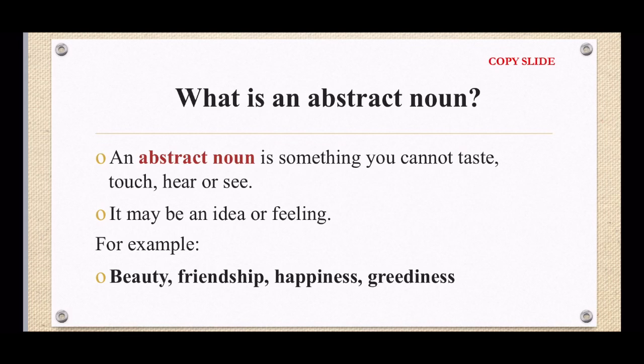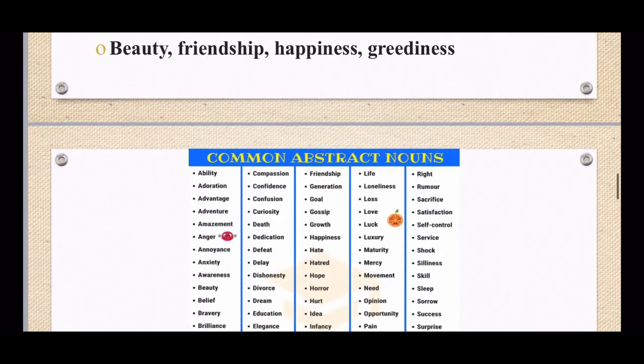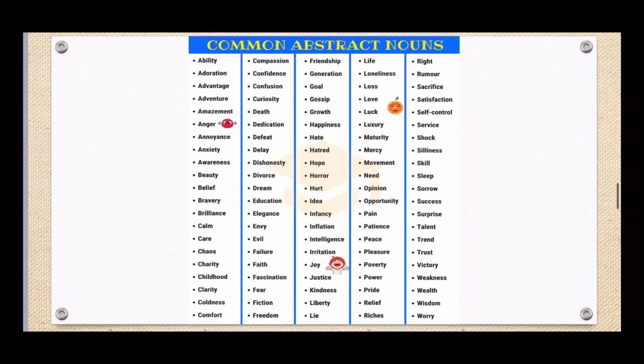Also, please remember you need to copy the slide, right? Wherever you see copy slide, you need to copy it in your book. Okay, so I have some examples of common abstract nouns. I'll just read through a few of them. We have ability, compassion, friendship, life, hate, annoyance, adventure, evil, hurt, opinion, sleep, right? So those are some examples of abstract nouns. You can feel free to pause the video and read through the examples.